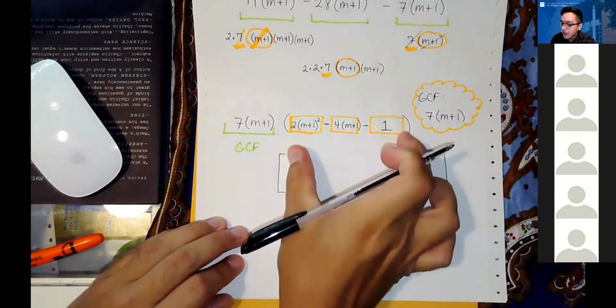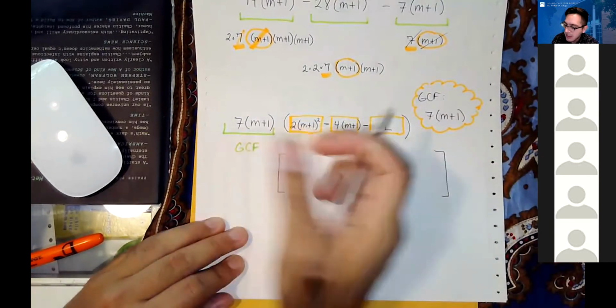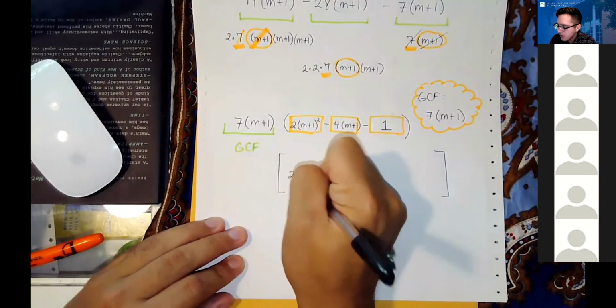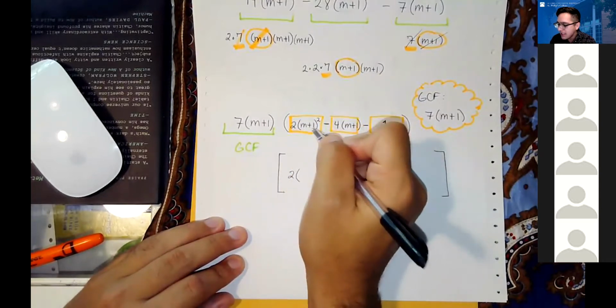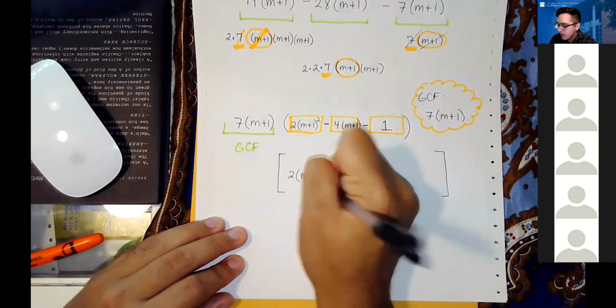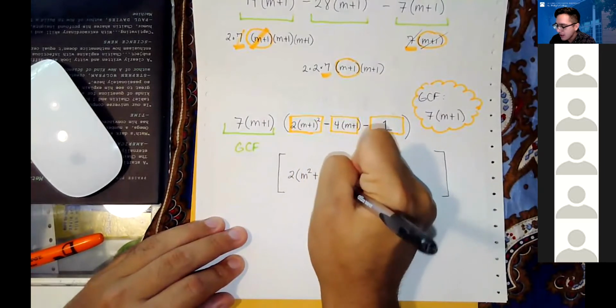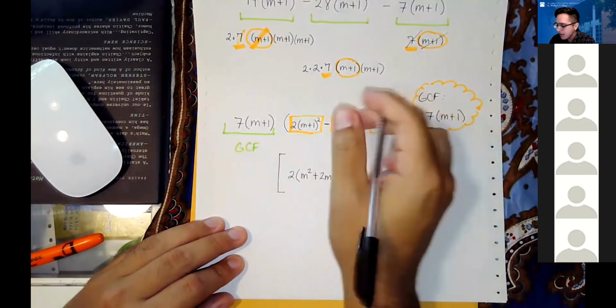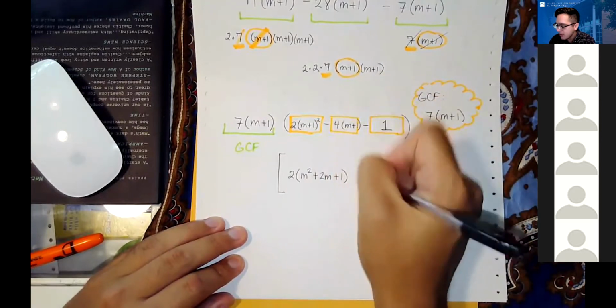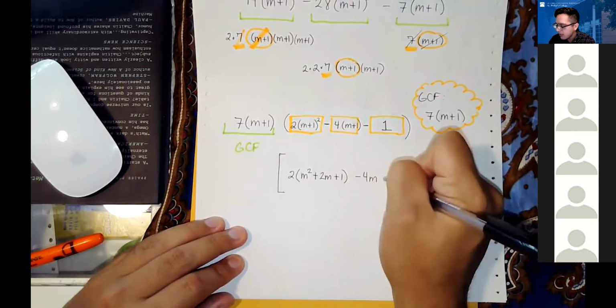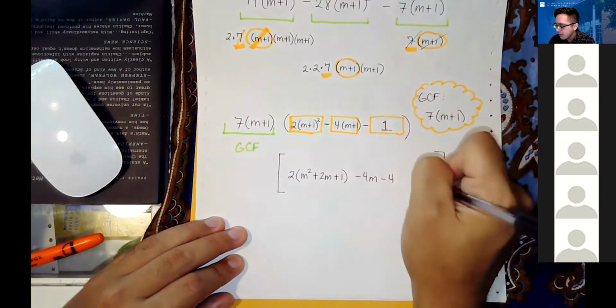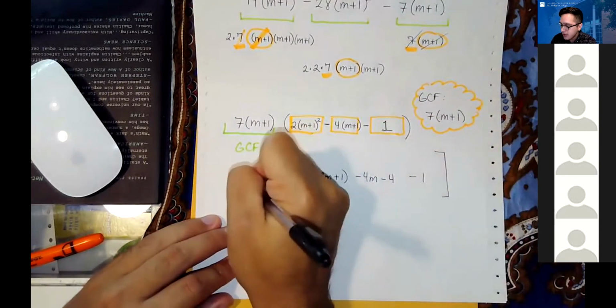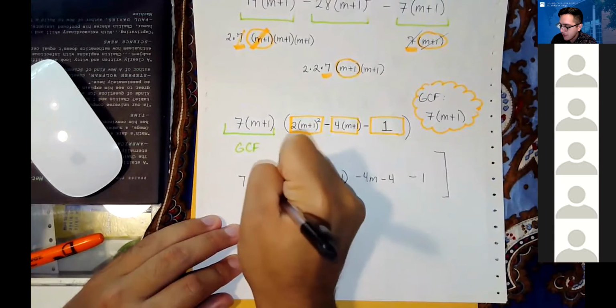The main idea, though, is that we needed to factor out this GCF. So this would have been 2 times m plus 1 times itself would be m squared plus 2m plus 1. This, if we multiplied this out, would be negative 4m minus 4, and then that's just a minus 1 over there. So we still have the GCF out here.